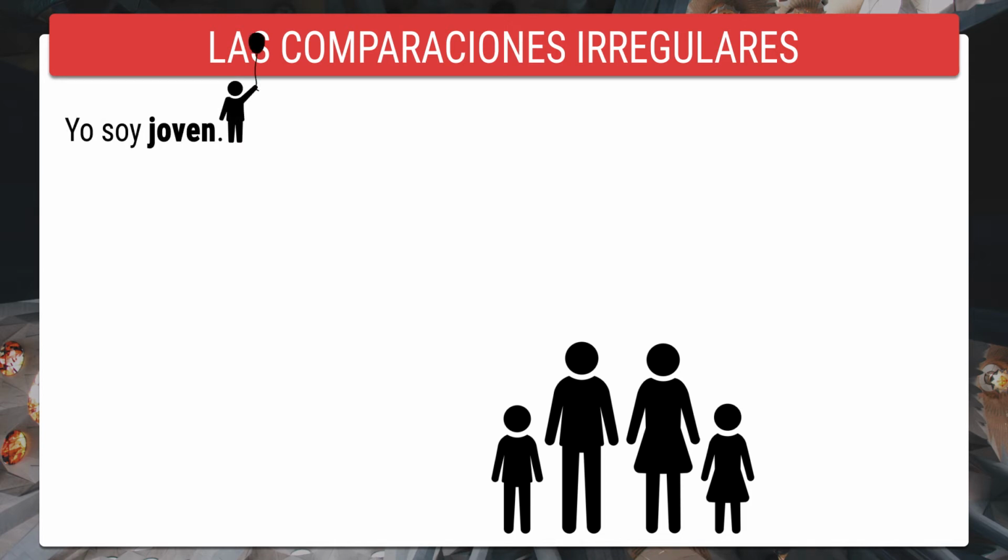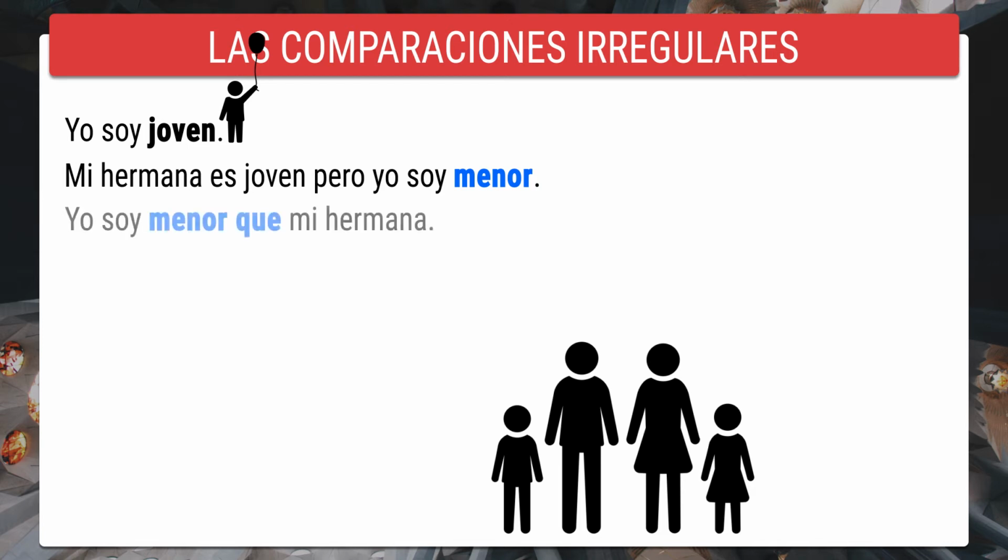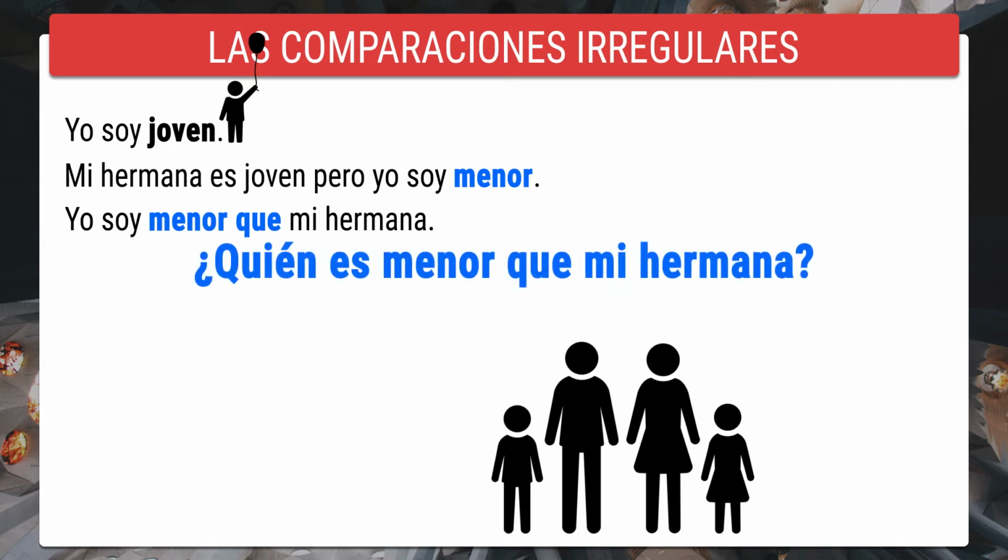Yo soy joven. I am young. Mi hermana es joven, pero yo soy menor, younger. Yo soy menor que mi hermana. So there's the first irregular comparison. I am younger than my sister. ¿Quién es menor que mi hermana? Yo. Yo soy menor que mi hermana.